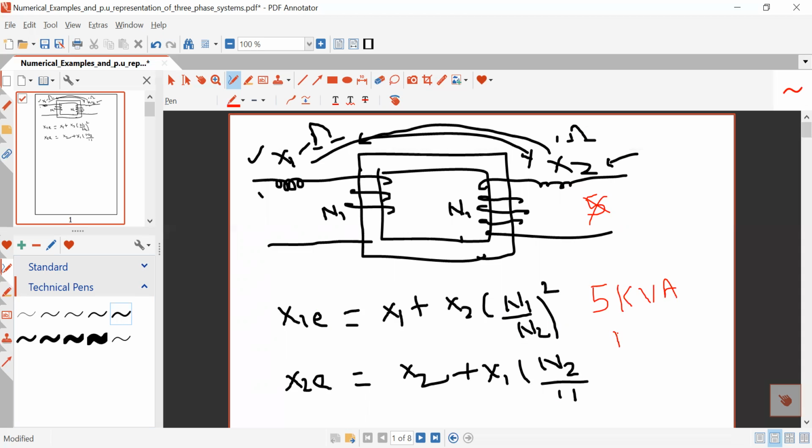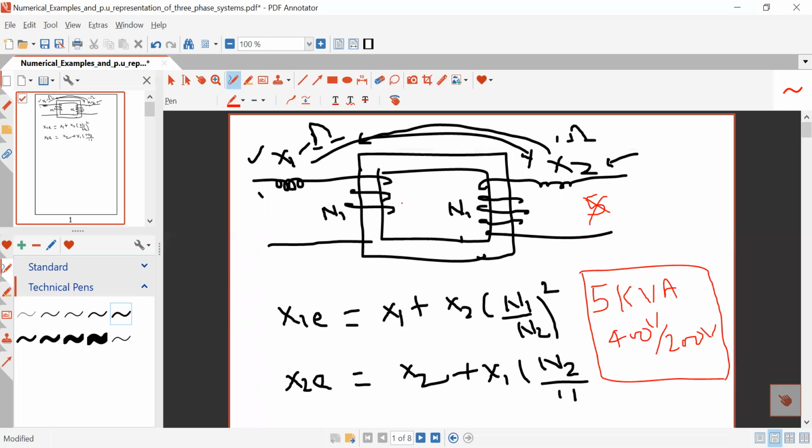The voltage rating for primary and secondary side is given as 400 by 200 volt. This is the rating of the transformer which is given in the problem. And this rating is usually given so that you can easily consider a base value.